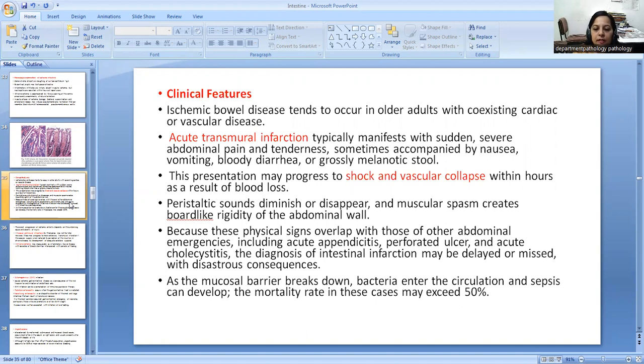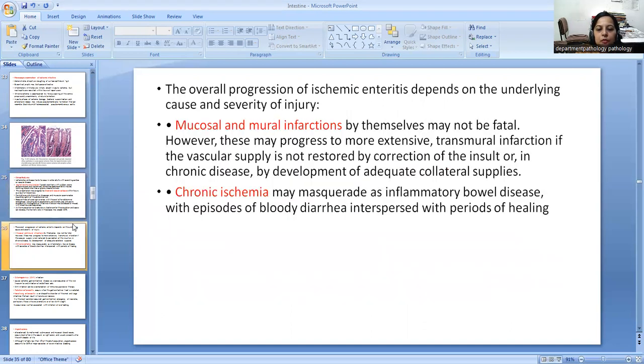Because these physical signs overlap with those of other abdominal emergencies, including acute appendicitis, perforated ulcer, and acute cholecystitis, the diagnosis of intestinal obstruction may be delayed or missed with disastrous consequences. The overall progression of ischemic enteritis depends on the underlying cause and severity of injury. Mucosal and neural infarctions by themselves may not be fatal.